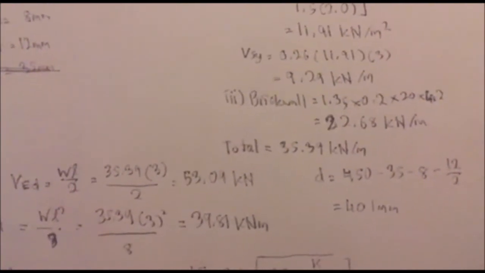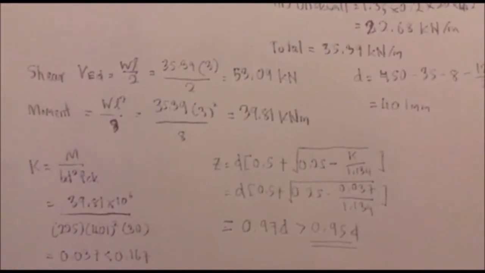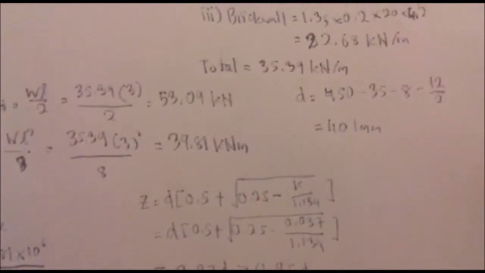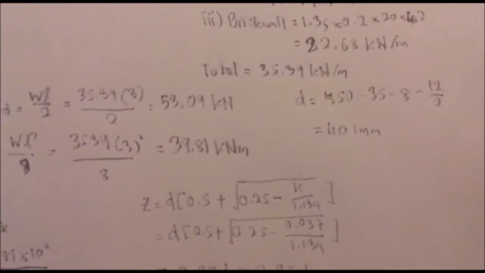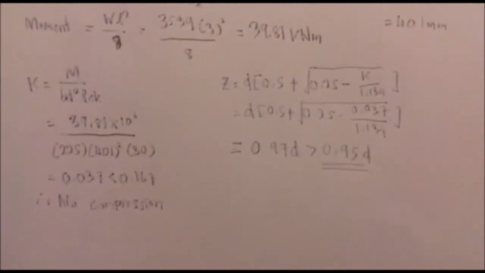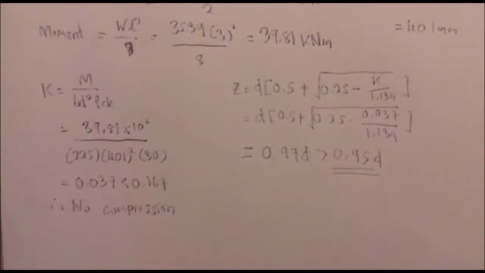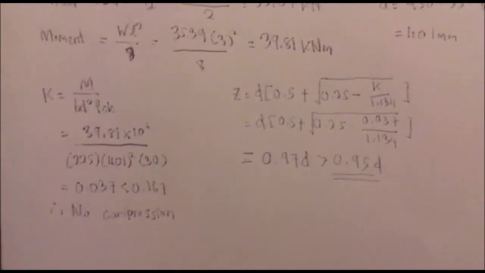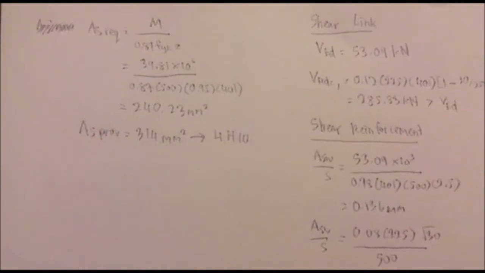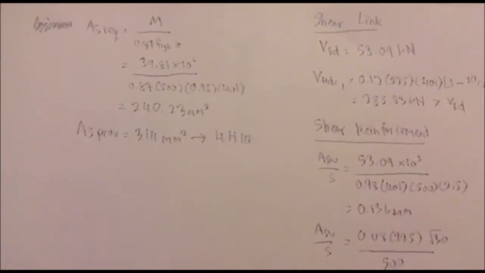Then we'll proceed to find the shear VED and moment MED. Then we go to find the effective depth, which is 450 minus cover minus link size and minus bar size over 2. Then we can proceed to find the K value and Z value. Here the K value we got is lesser than 0.167, so we don't need to design for compression. After finding the K and Z value, we will proceed to find the AS required, which is here 240.23 mm squared.